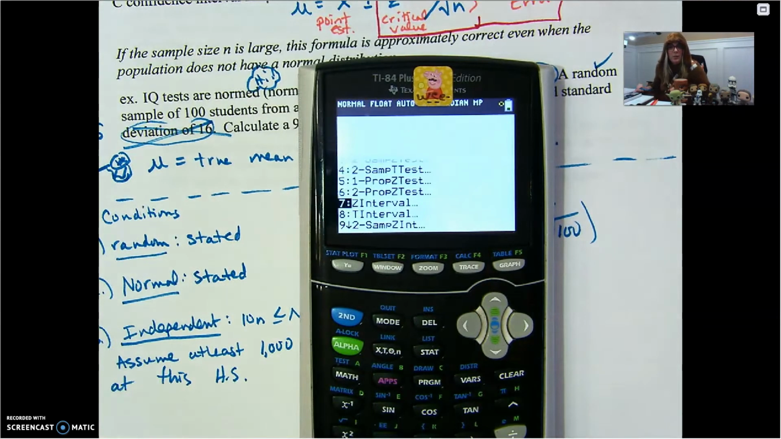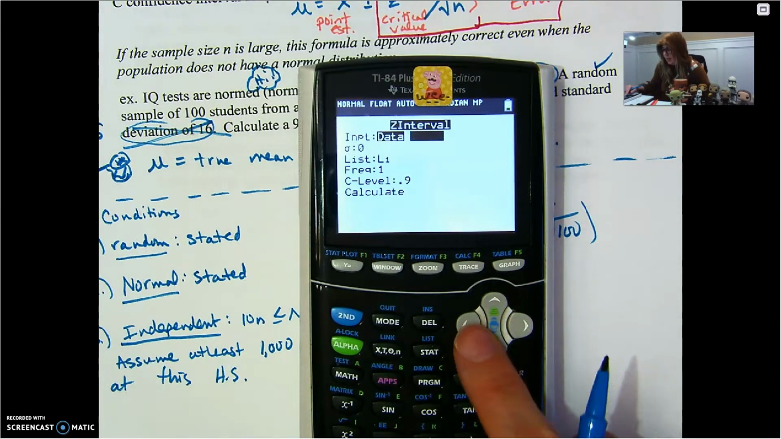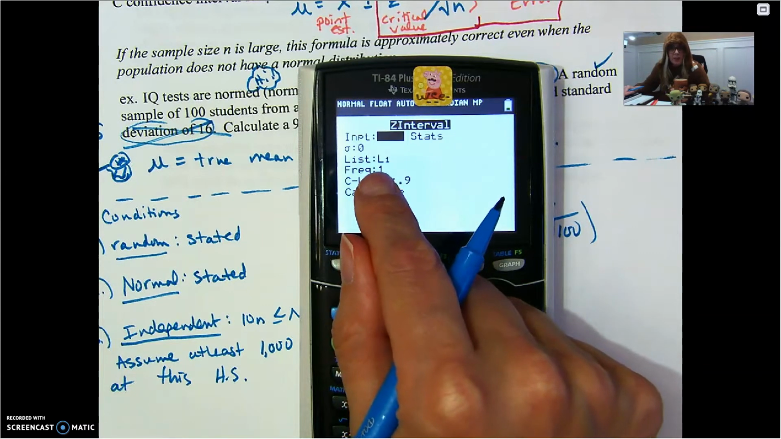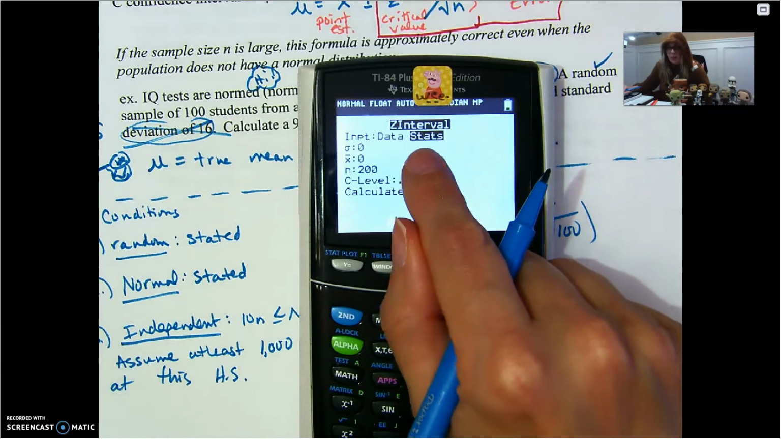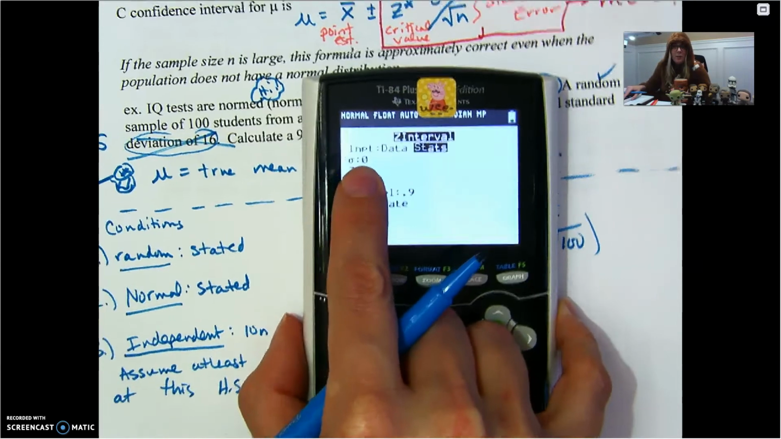All right. So once you're in there, it's going to ask for data or stats. If you have data, that means you've put your data in one of the lists. That's not what we have here. Instead, we already have the summary statistics. So make sure the word stat is blinking on your calculator. Then you can just put in the values from the paragraph.